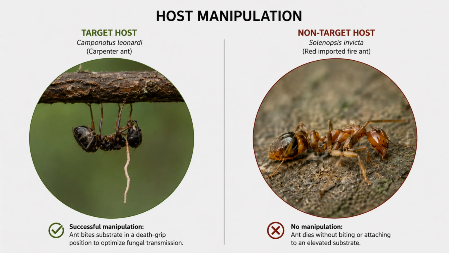And the crucial takeaway here is this. The lab experiments showed the fungus could successfully infect and kill all the ant species it was injected into. It's a lethal killer, for sure. But it could only induce that complex twig-biting manipulation behavior in the specific host species it naturally infects in the wild. The non-target ants simply die to the infection without ever climbing or biting.